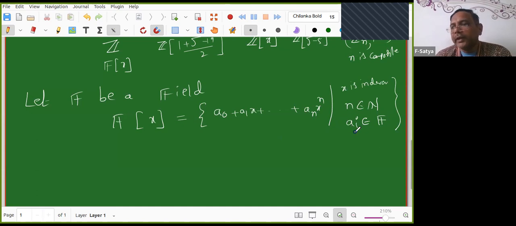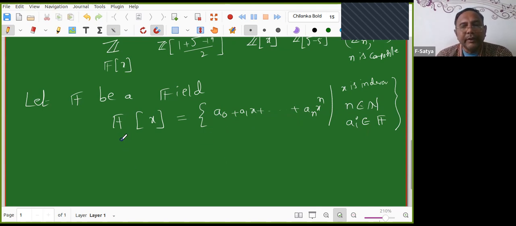See, a belongs to F implies a can be 0 also, right? So some people say that you have to take the union with 0 since a0 is not covered. No, I'm not taking it like that, because this is taking care of that also. a0 can be 0 also. See, if a1, a2, an are 0, then a0 only comes, right? This a belongs to F I wrote. Is it okay?